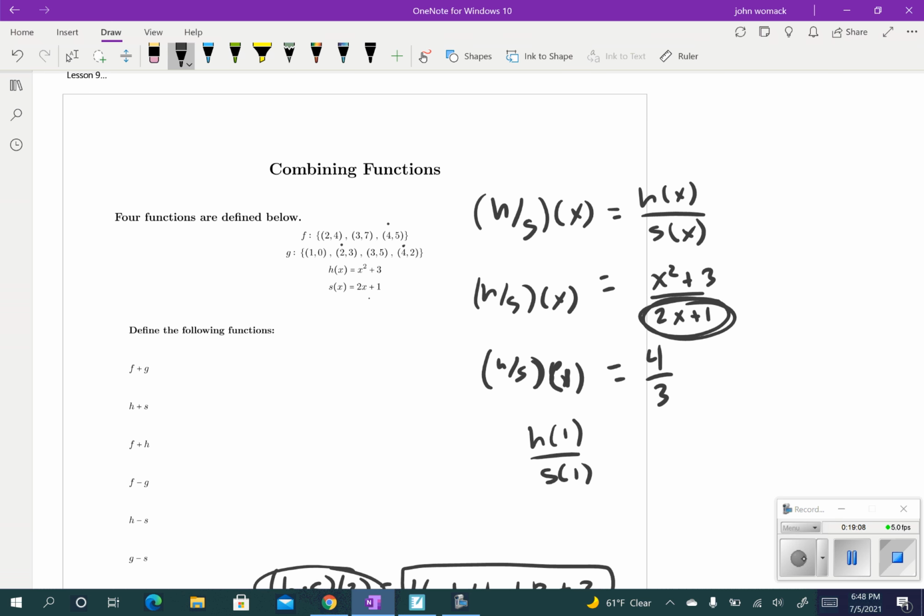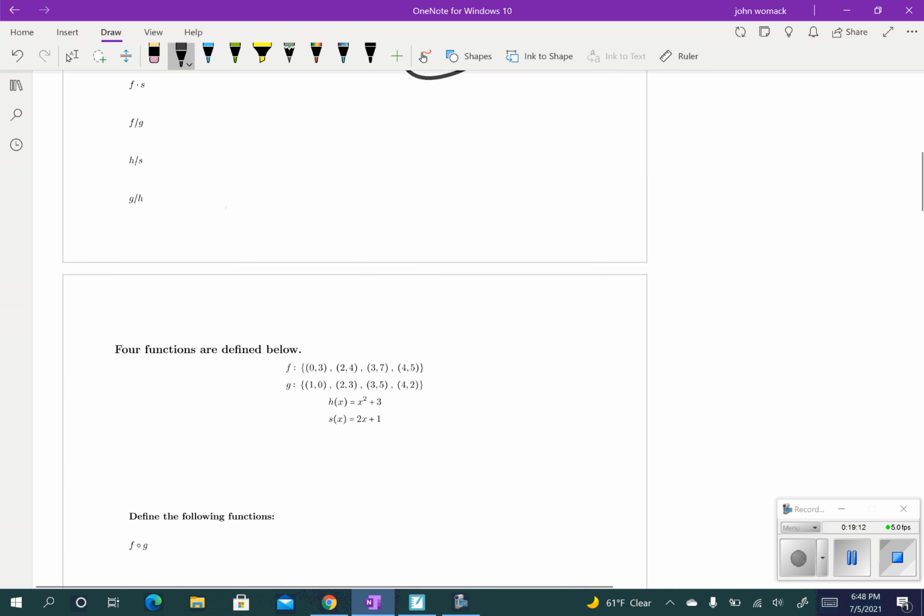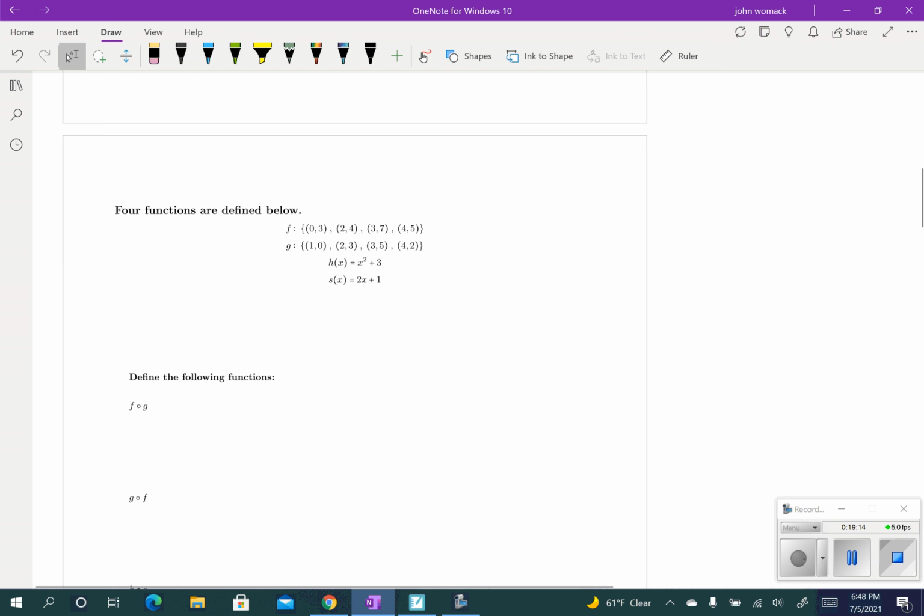So hopefully that kind of makes sense for combining functions. That's the adding, subtracting, multiplying, dividing. The next thing we're going to talk about is compositions. I think I'm going to do that as a separate video just to make it easier and break it up for you.